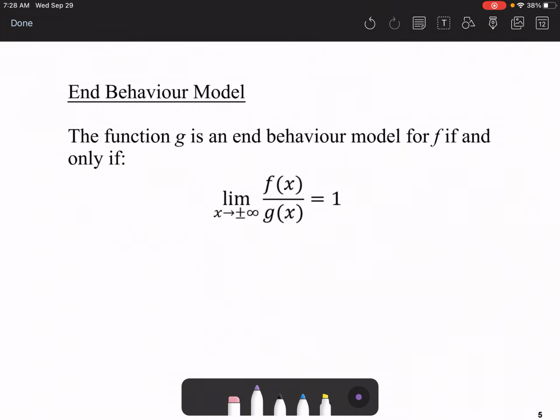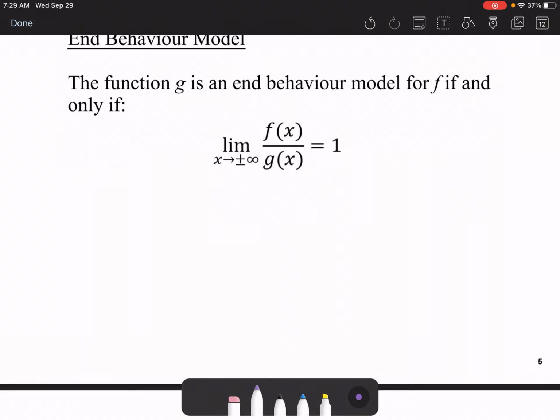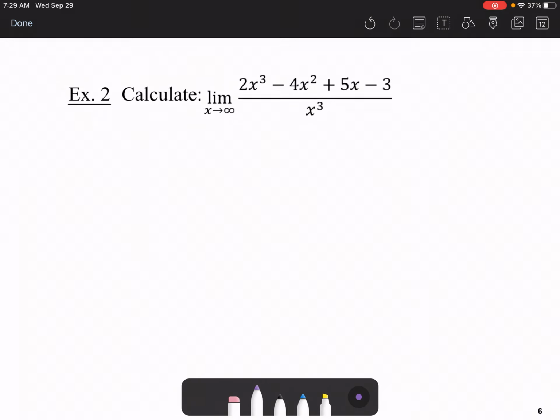An end behavior model is when you can find a function g, so that when you find the limit as x approaches plus or minus infinity of the function f of x divided by g of x, you get a value of 1. So the function g is called its end behavior model for the function f. So let me show you what I mean in another example.